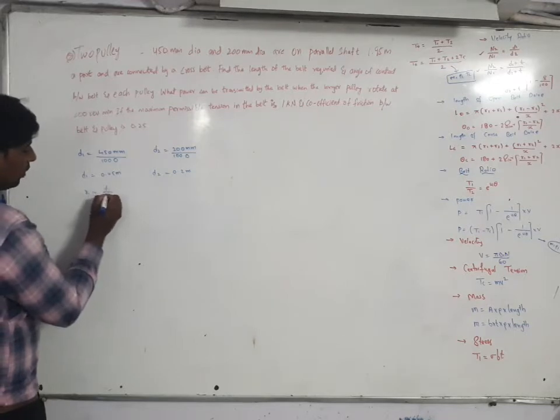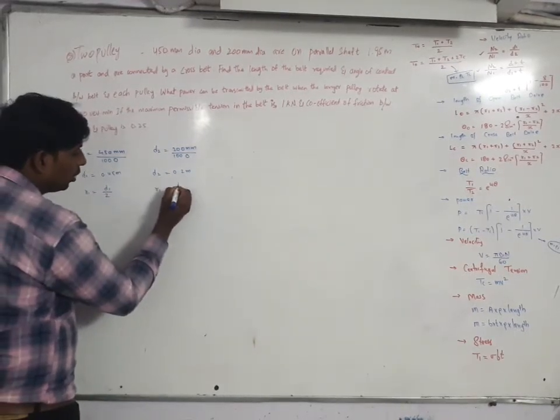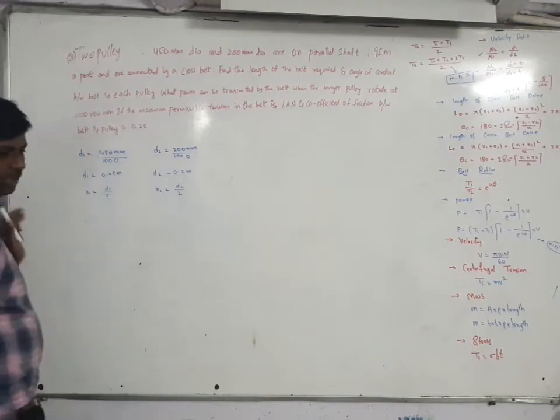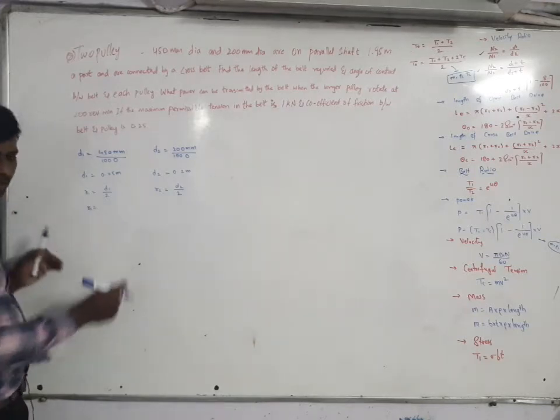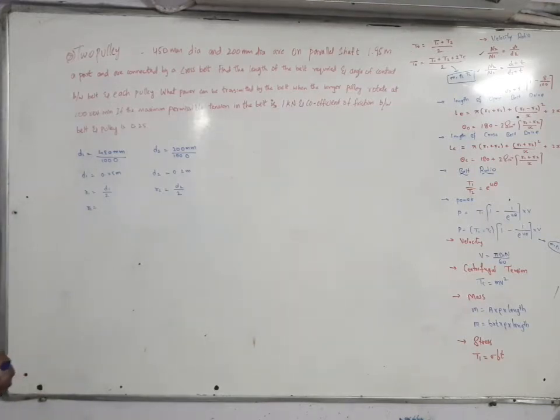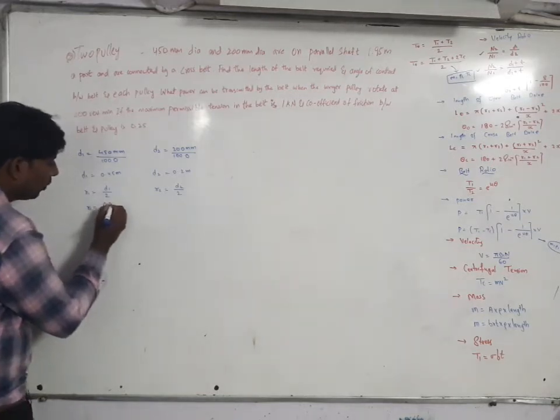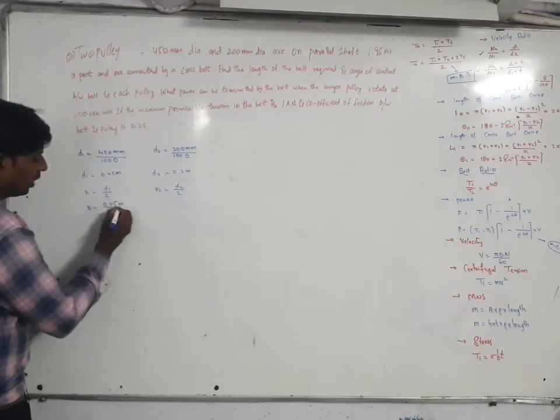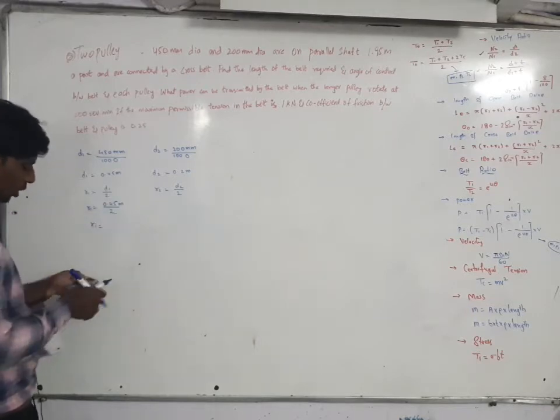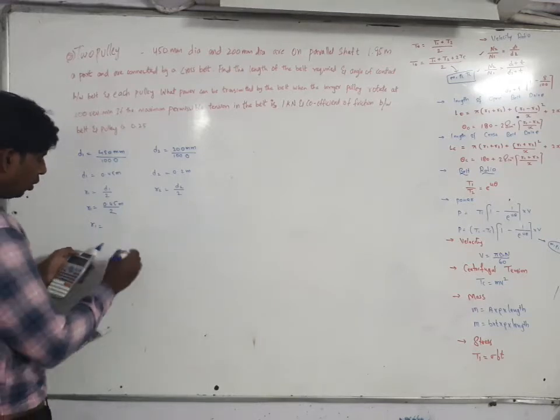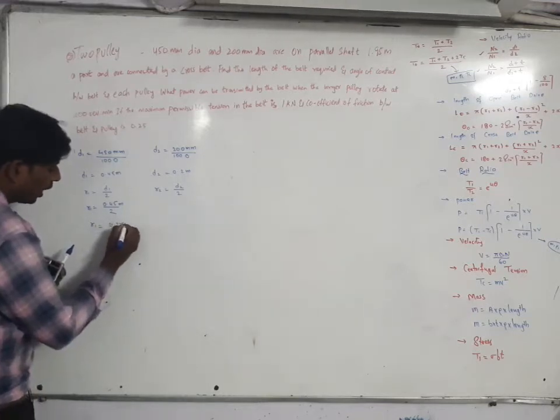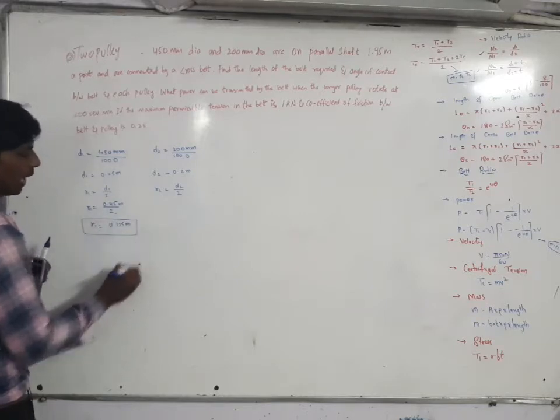So first find out R1. R1 is equal to D1 by 2 and R2 is equal to D2 by 2. Substitute the value of R1. D1 value is 0.45 meter, divided by 2. So R1 is equal to 0.45 divided by 2. If you solve this, you get 0.225 meter. Here you got the value of R1.